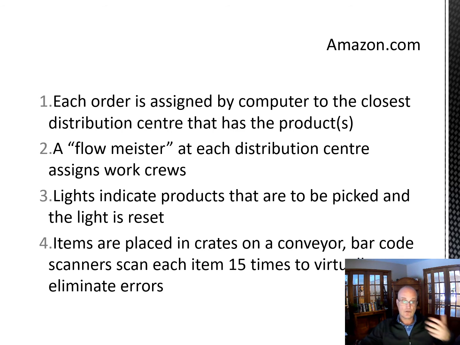And then in those warehouses, they're either picked by hand or picked by computer or by robots and then are aggregated, and items are placed in crates on a conveyor. Barcode scanners scan each item 15 times to virtually eliminate errors. This isn't unique to Amazon. Sobeys has a new system, their Voila system, which delivers groceries, and they can pick a 50-item order in their robotic warehouse in Vaughan in 5 minutes.